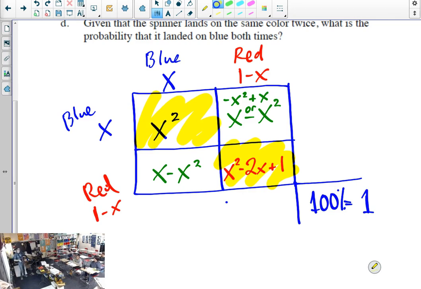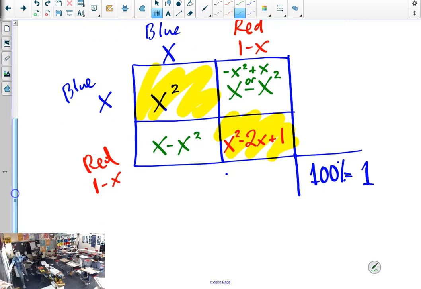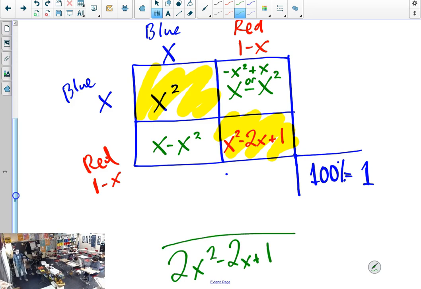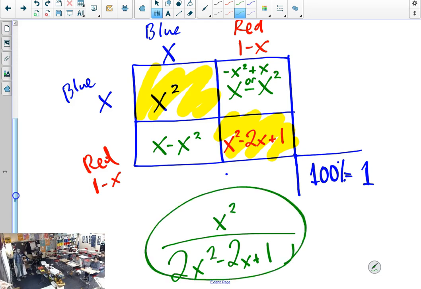So I think you added too much, because we just need to add x squared with x squared minus 2x plus 1. So our total region, no, x squared plus x squared. Remember, the or adds. So 2x squared minus 2x plus 1. What goes over that? X squared. That's the probability of having gotten blue, assuming we got the same thing twice.